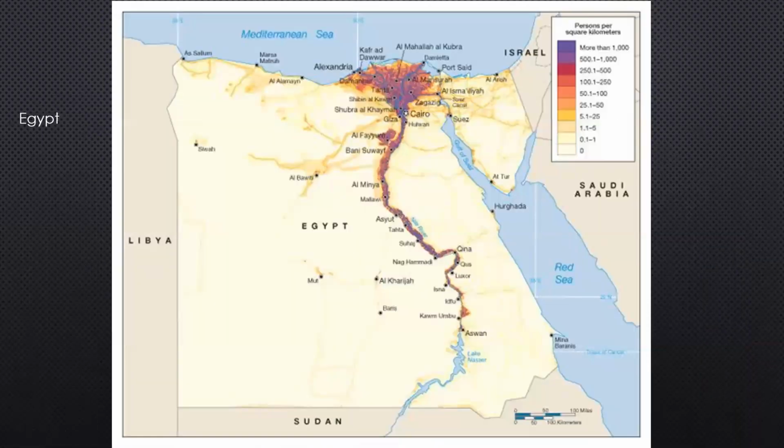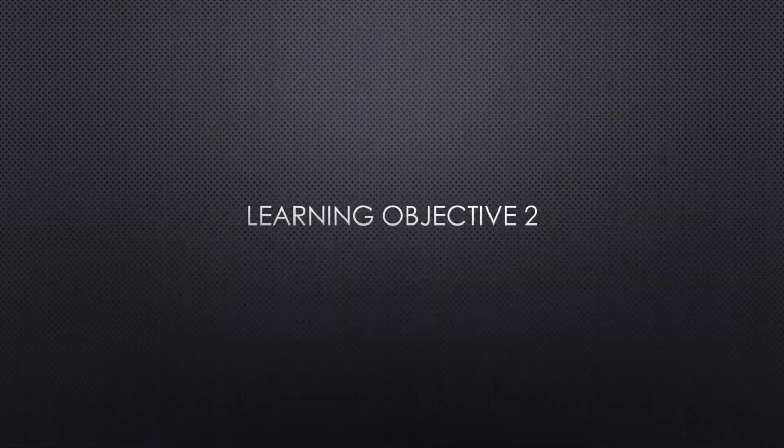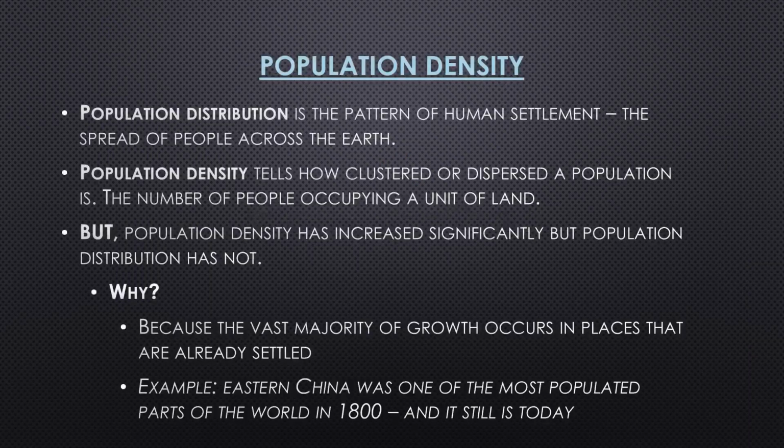Cool. So human factors, physical factors. Now we're moving on and looking a little bit more at population density. This will be the second learning objective. And again, let's try to make the distinction here. Population distribution is the pattern of human settlement, the spread of people across the earth.